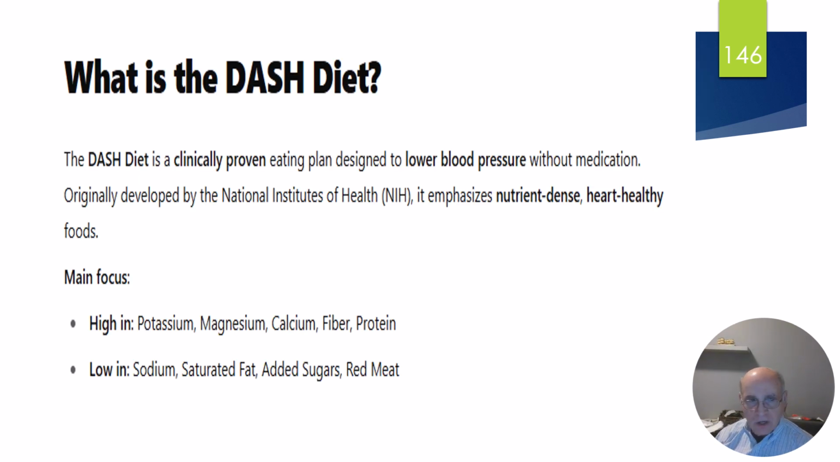So what's the DASH diet? Dietary Approaches to Stop Hypertension. So this has been looked at over the years, very similar to using a plant-based diet. It's a clinically proven eating plan that has been looked at to lower blood pressure. Its main focus is the food high in potassium, magnesium, calcium, fiber, and protein, and low in sodium, saturated fat, added sugars, and red meat.